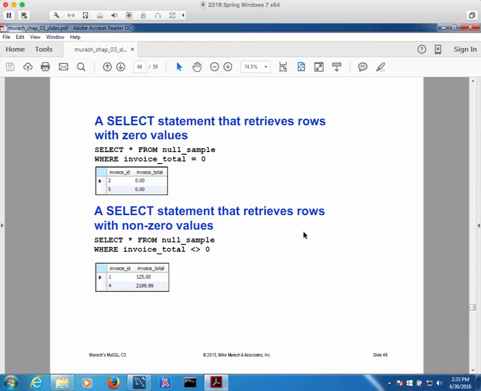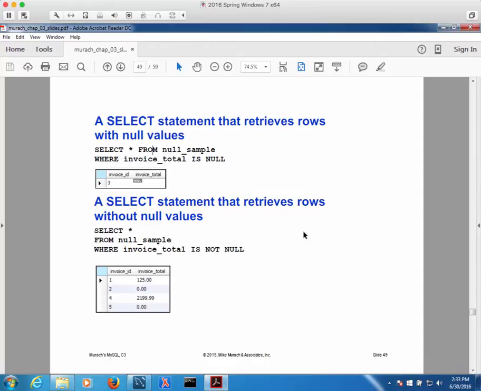So here's a statement that selects rows that have 0 values, where invoice total equals 0. Here's a statement where they're non-zero. Now the good thing about 0 and non-zero is that these are real values, whereas null is sort of a non-value. It's kind of a, did not participate. Here's a statement that returns null values, where invoice total is null, or the non-null one, where invoice total is not null.